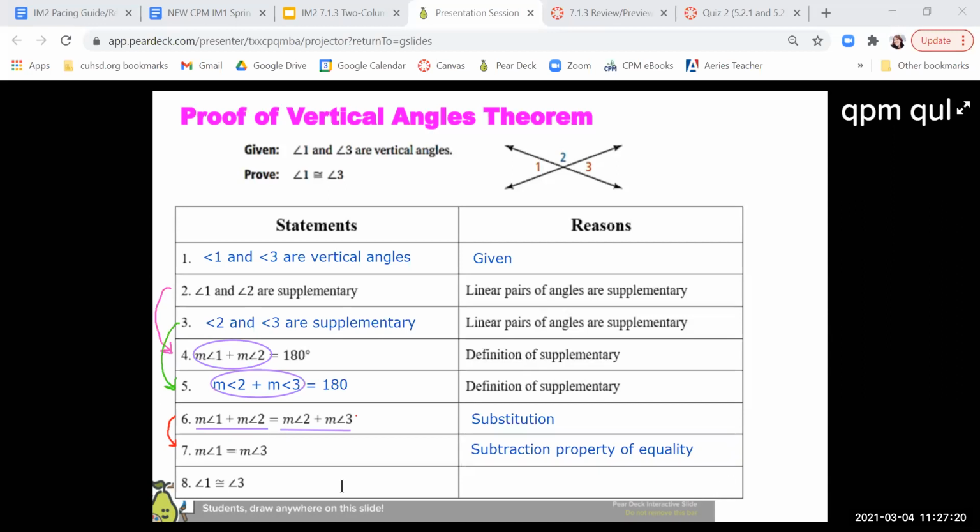All right, and now we know the measure of angle 3 is equal to the measure of angle 1, angles 1 and 3, which means they must be congruent, because the definition of congruence is that two figures are congruent if their measures are equal. So there it is, QED.